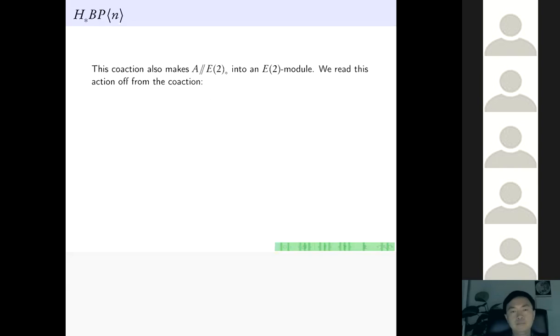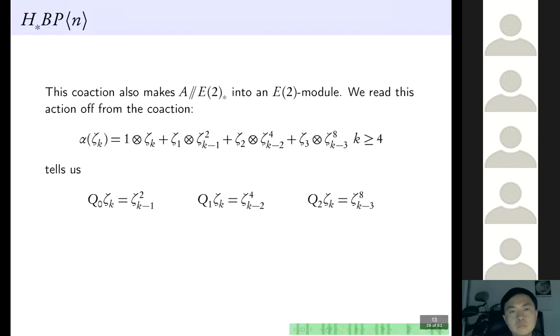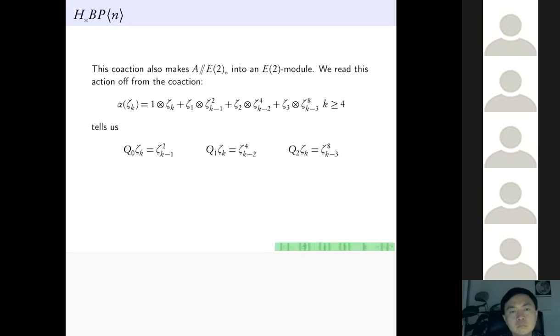When Adams computed the cooperations algebra for BP brackets 1, he wanted to actually use a module structure. He wanted to think of everything as a module over E1, and we're going to do the same thing. So I actually want to regard A mod E2 dual as a module over E2, and it's related to the coaction in the following way.